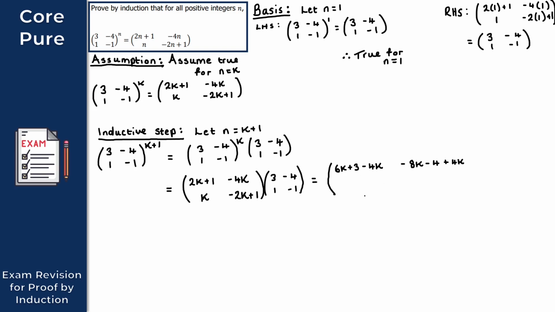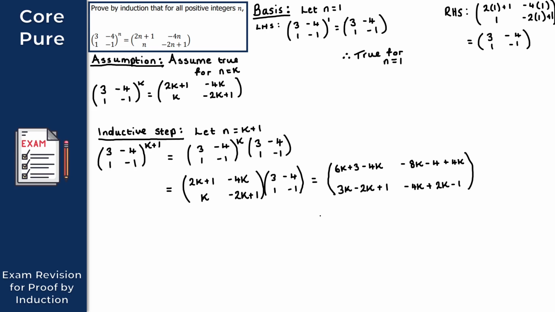So what do we get in the bottom left corner? Well, I get 3k minus 2k plus 1. And then finally in the bottom right corner, we get minus 4k plus 2k, and then finally minus 1 here. Okay. So if you find the products with these matrices, this is what you should get.